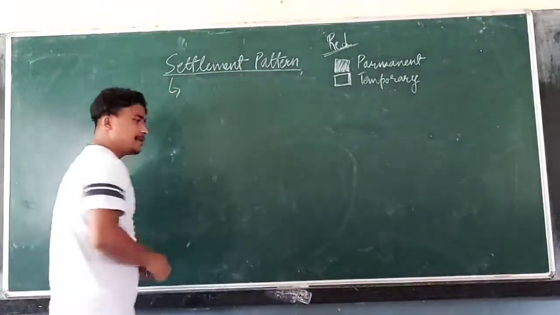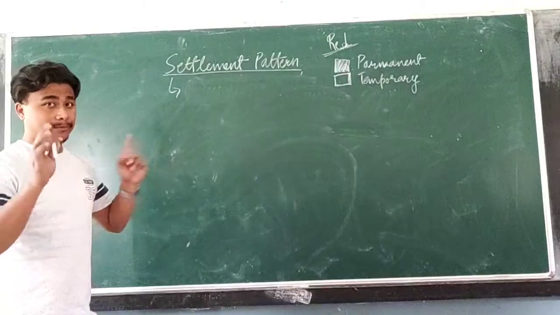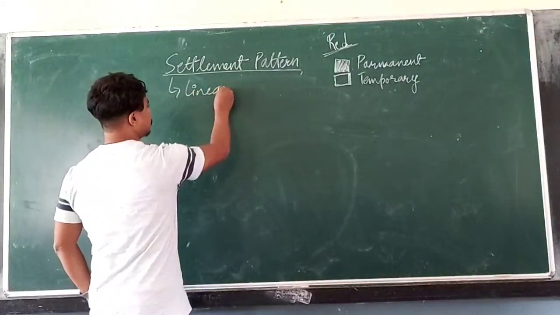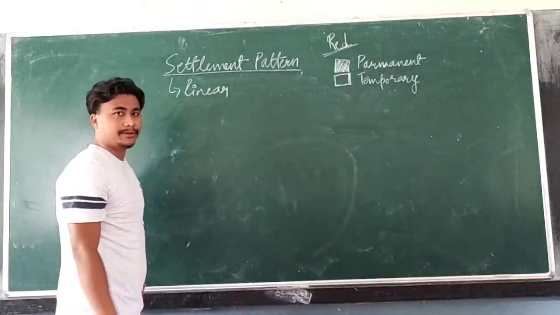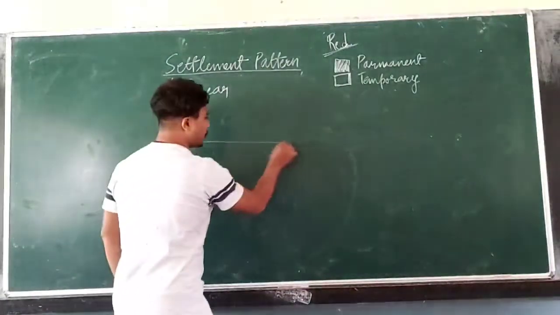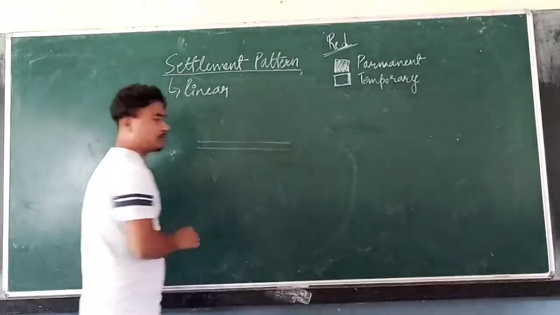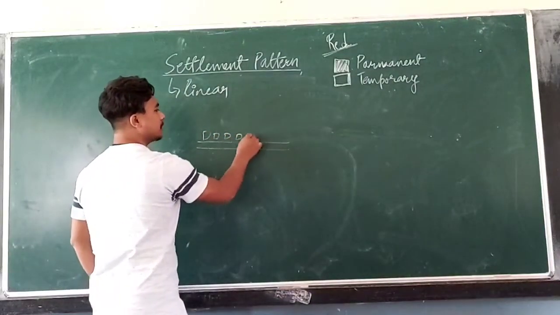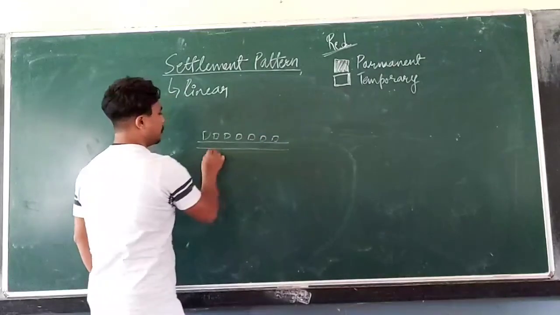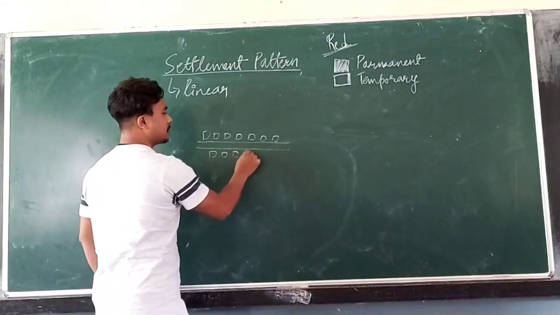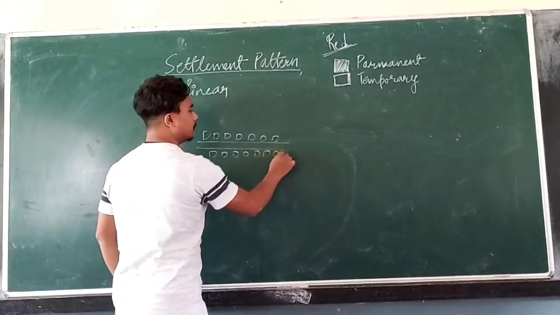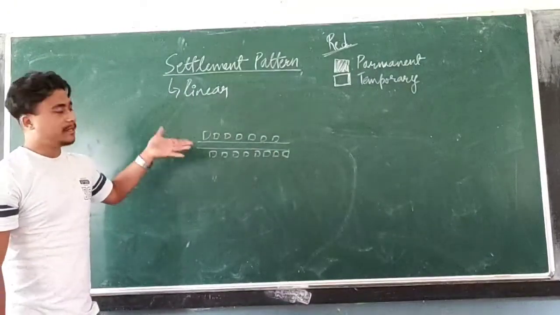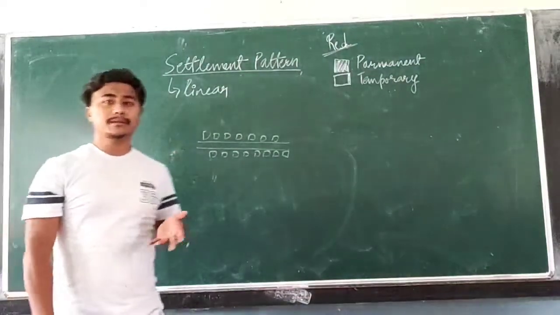Okay, nucleated compact or cluster. The next one is linear settlement. Suppose again a cart track or a metal road is present, and on both sides of the road, if the settlements are present in this way, then it is known as the linear pattern.